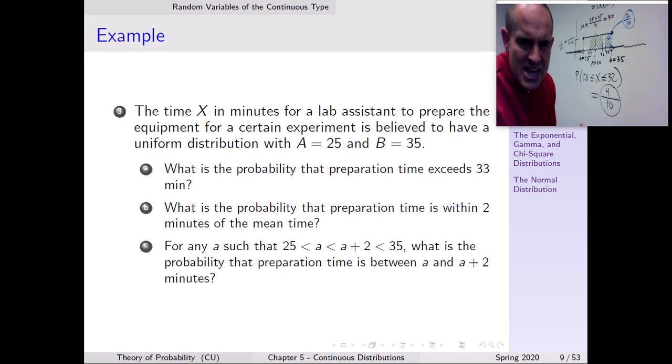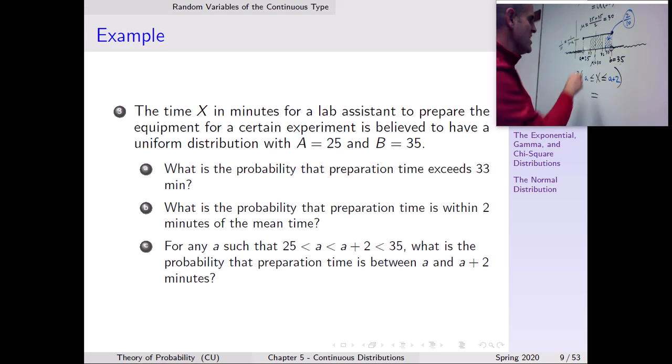So that is, A and A plus 2 are both in the range between 25 and 35. What is the probability that preparation time is between A and A plus 2 minutes? Well, okay. Let me erase this. Okay, A and A plus 2.